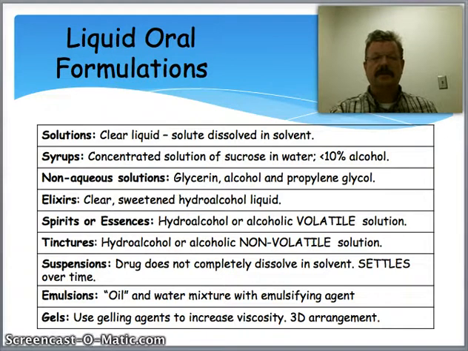Non-aqueous solutions include glycerin, alcohol, and propylene glycol. Elixirs are clear, sweetened hydroalcoholic liquids. Spirits or essences are hydroalcoholic or alcoholic volatile solutions. Tinctures are hydroalcoholic or alcoholic non-volatile solutions. Suspensions: the drug does not completely dissolve in a solvent. It settles over time. Emulsions are an oil and water mixture with an emulsifying agent. And finally gels use gelling agents to increase the viscosity. It has a three-dimensional arrangement.